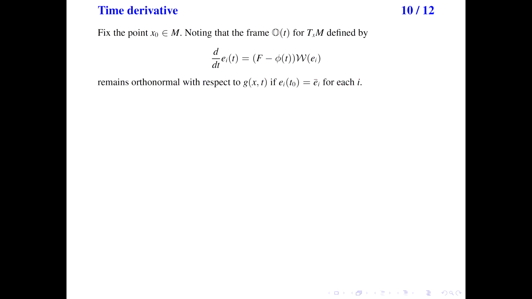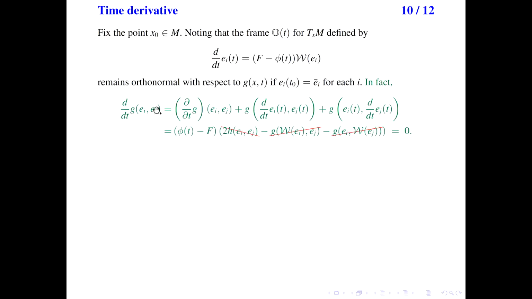First, the calculation of the evolution equation has two parts. First, we need to compute the time derivative, and second, we need the spatial derivatives. For the time derivative, we can fix the spatial point x0, and we note that the frame O_t defined by this equation remains orthonormal with respect to g.